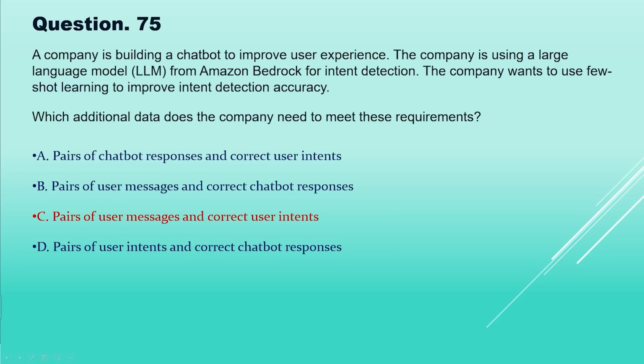Option C is correct because few-shot learning works by providing the model with a small number of labeled examples to help it learn how to generalize better. In this case, the model needs to be trained with examples that consist of user messages and their corresponding intents. And now question number 76.